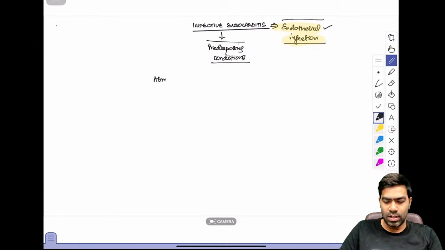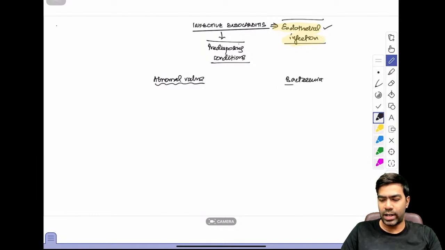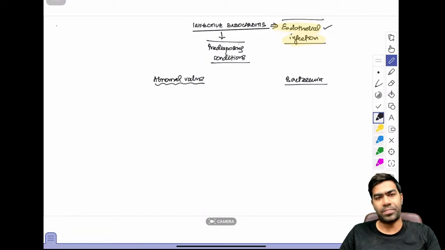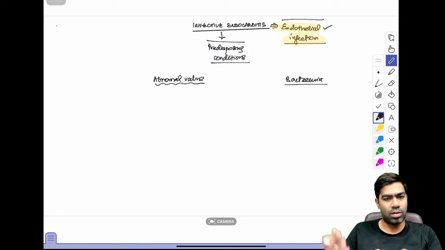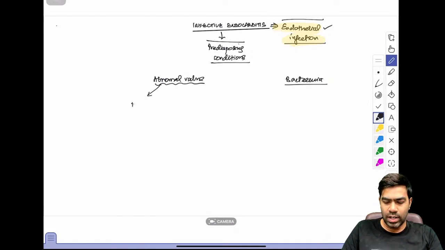First, let me talk about the places where you can have an abnormal valve, and second, where you tend to have bacteremia. Because of bacteremia, you might get a sepsis kind of picture, and that can cause an infection of the valves or probably anywhere in the endocardium. When you talk about an abnormal valve, again you can split into two things: high risk for developing infective endocarditis, and low risk valvular lesions that can result in development of infective endocarditis.